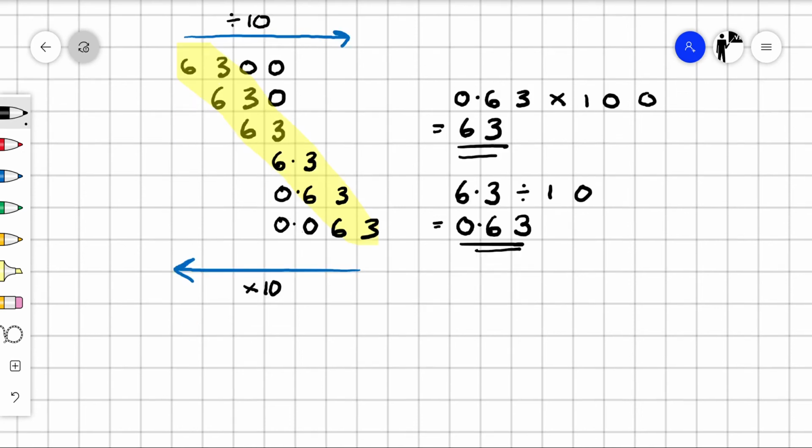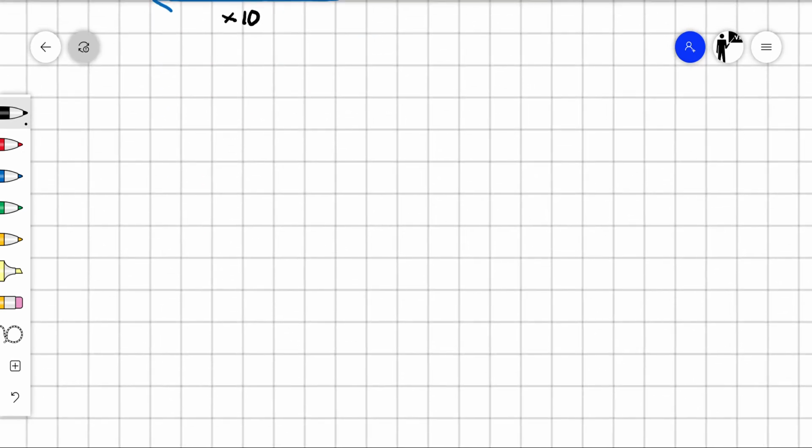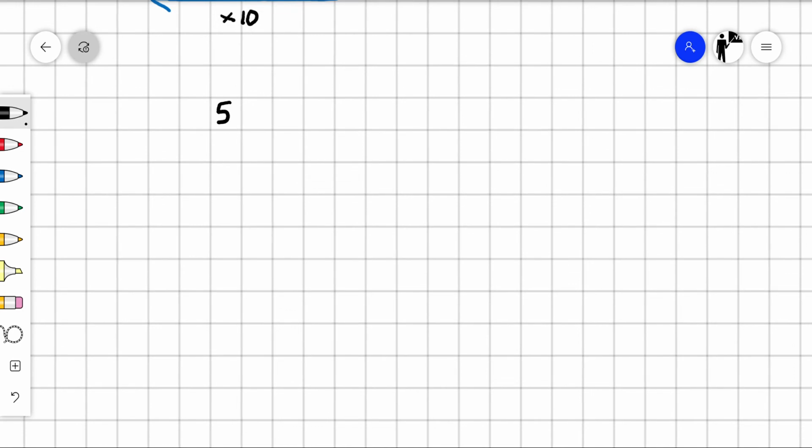Okay, let's have a look at a few more. Let's do 5.7 times 100. So we need to think about what would be 2 above 5.7. Try and do this in your head. 5.7, well 1 above that would be 57. So 2 above that would be 570. Yeah, I'll write it out. Look, so 5.7, 1 above it would be 57 and 2 above it would be 570.